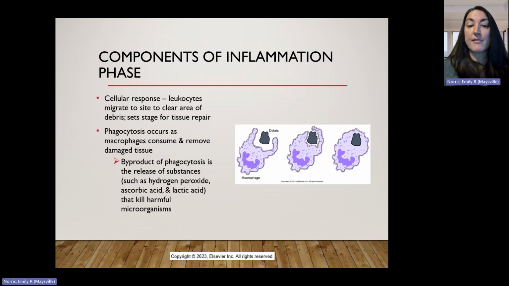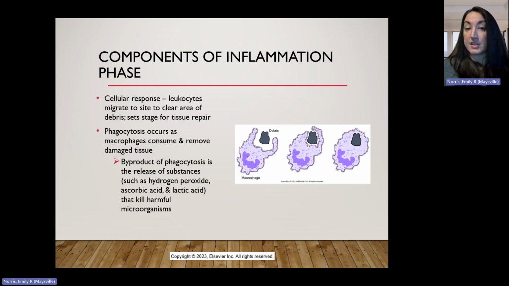The cellular response, leukocytes migrate to the area in order to clear out debris and set the stage for tissue repair. Phagocytes come. Phagocytes, macrophages, eat the tissues to remove the damaged tissues, and a byproduct of them eating the debris and things, they release certain substances like hydrogen peroxide, ascorbic acid, lactic acid, which all kill harmful microorganisms.